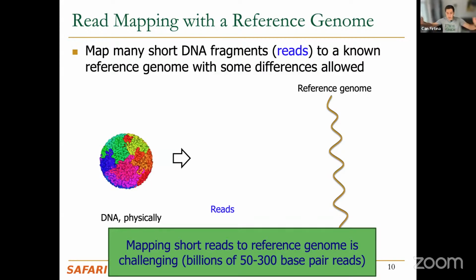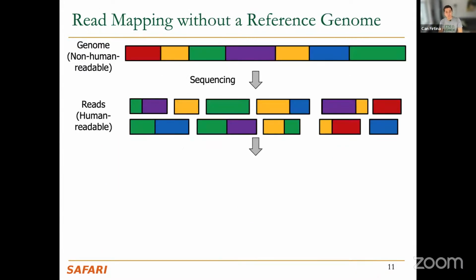this large space of the reference genomes, right? So this is essentially another way of doing read mapping. I mentioned two main ways in the previous slide. One way would be mapping the reads to a reference genome, and the second way would be mapping the reads without the reference genome, right?